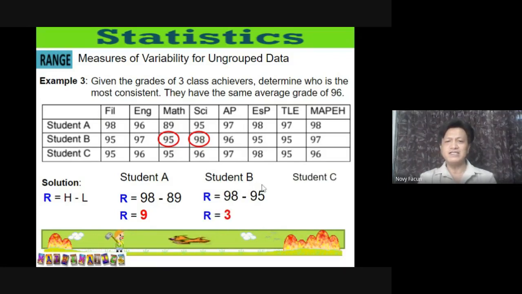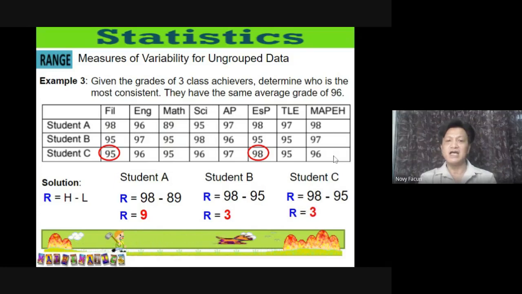And for student C naman, titingnan na muna natin yung grades niya, no? So, ano yung highest grade niya? That is 98, and the lowest grade is 95. Pag sinubtract natin yan, the range of student C is 3. Okay, so balikan natin yung tanong, di ba? Who is the most consistent? Kung mapapansin natin dyan, merong nagkaparehas, si student B at student C. Meaning to say, we cannot determine kung sino sa kanila yung magiging most consistent dyan sa achievers.